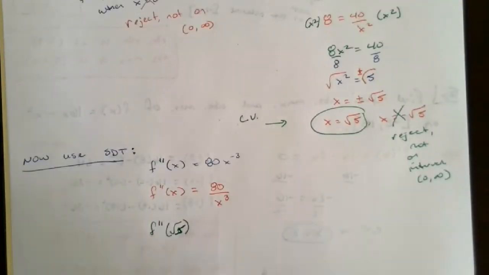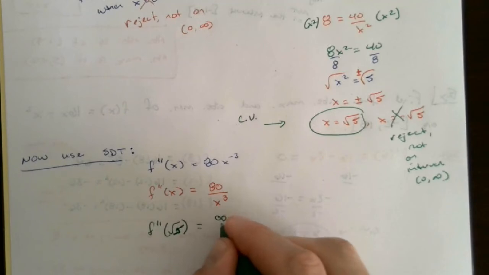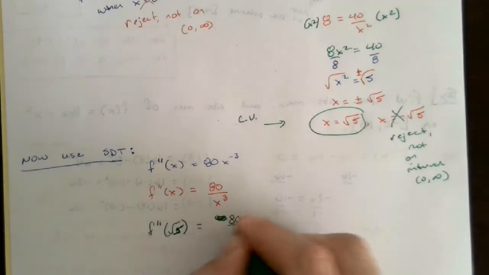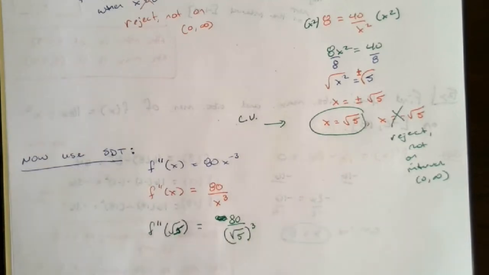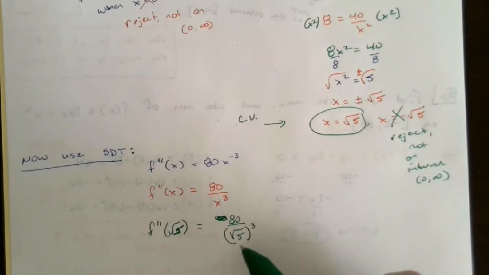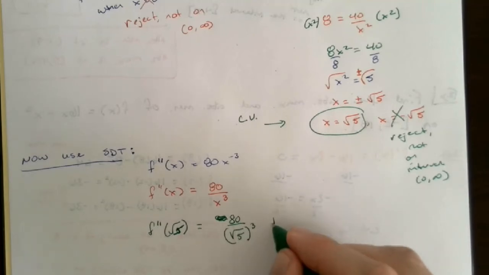So f double prime of square root of 5 would be 80 over the square root of 5 cubed. And remember what I care about here. I only care about the sign. I really don't care about what the number is. 80 is a positive number. The square root of 5 cubed is going to be a positive number. A positive over a positive makes this whole thing positive. And that's really all I care about.